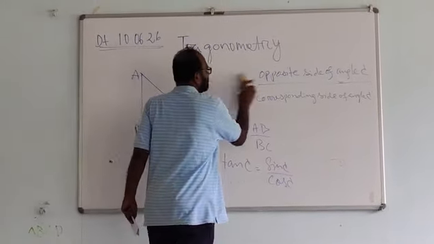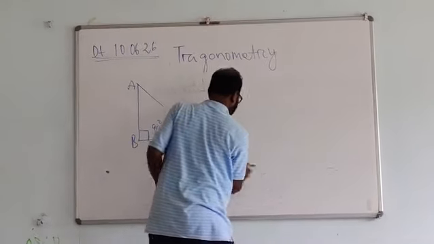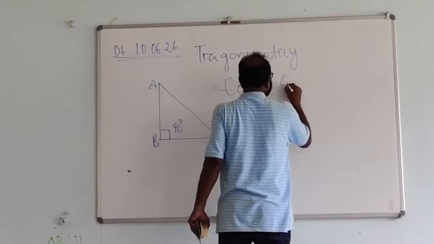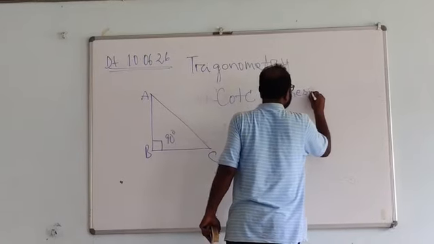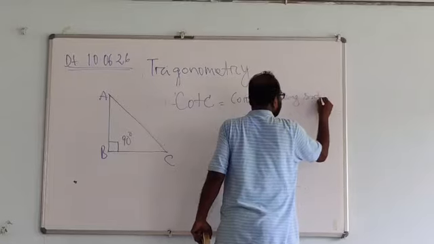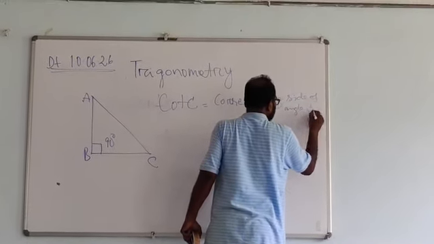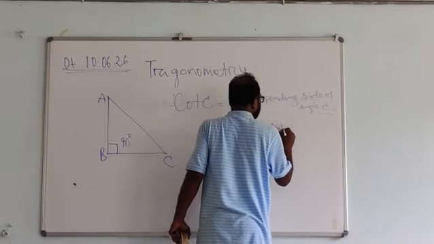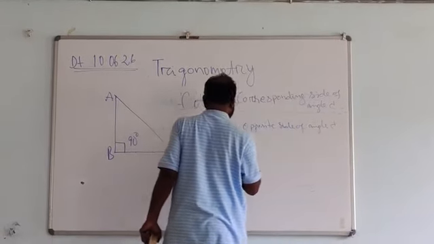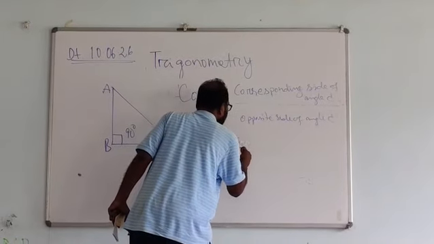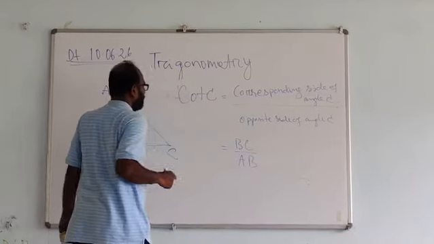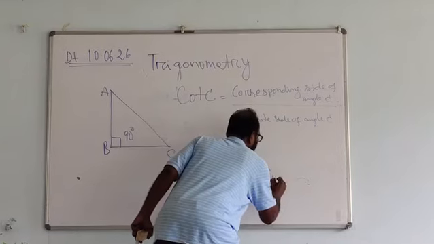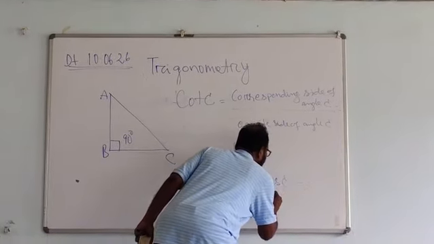Now we will go for cot C. So cot C is equal to the corresponding side of angle C by the opposite side of angle C. That is your corresponding side BC by AB, or you can say cot C is equal to 1 by tan C, or we can say cos C by sin C.